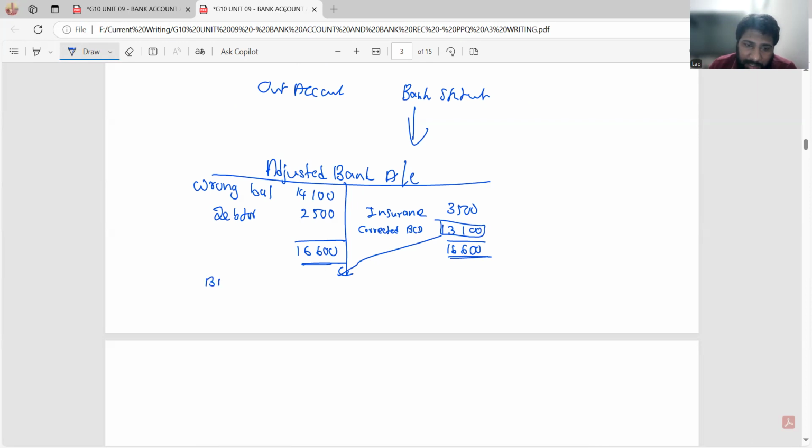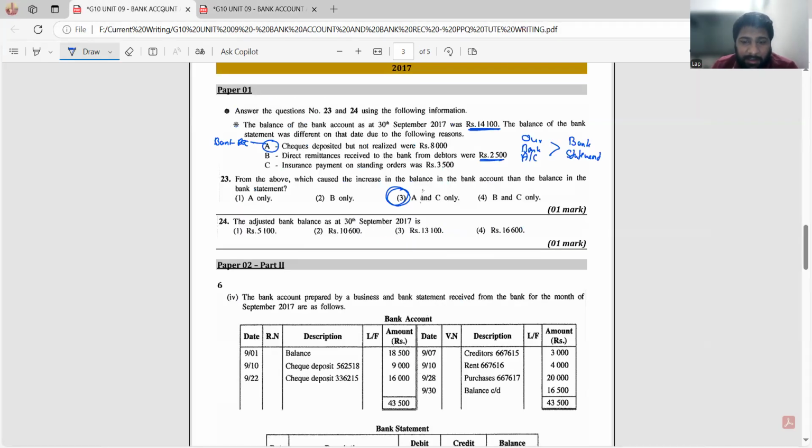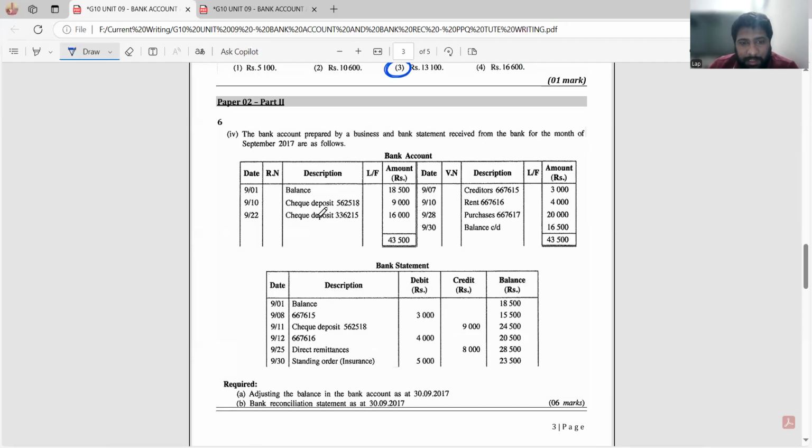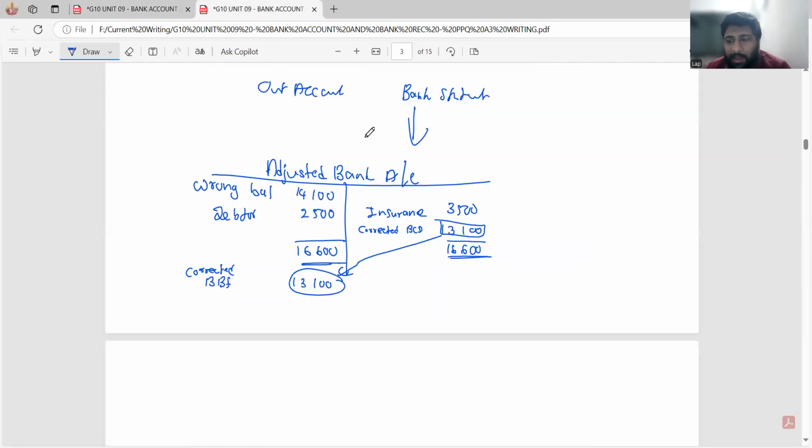You can take it to the other side, BDF, corrected BDF. It's not adjusted, 13,100. So let's see, 13,100 is there in which option? That is also there in the third option. Now do the next question, a 6-mark question. I'll give you maybe 2 minutes. Quickly do it.